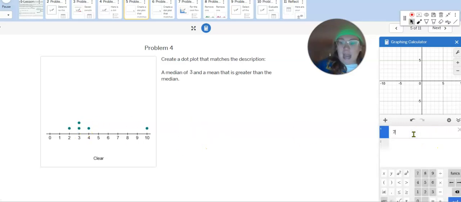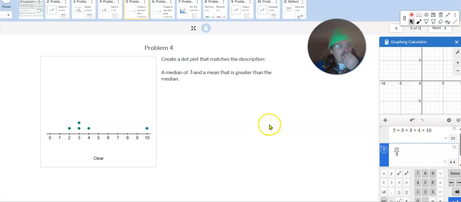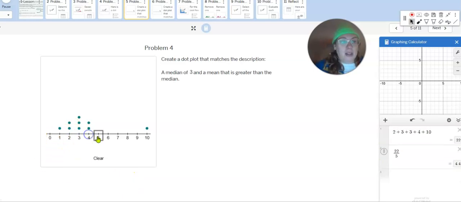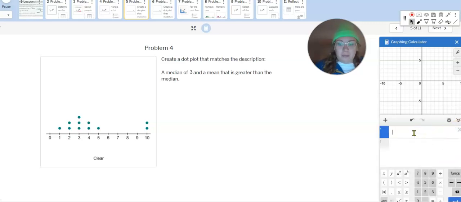So let's see. Now if we add all these up and divide by 10, or sorry, by 4. Wait. 1, 2, 3, 4, 5. There we go. Now our median is 3, but our mean is 4.4. So this is just one example. It could totally be different. You can add more points, play around with it, but then test out that your average is bigger than your median.